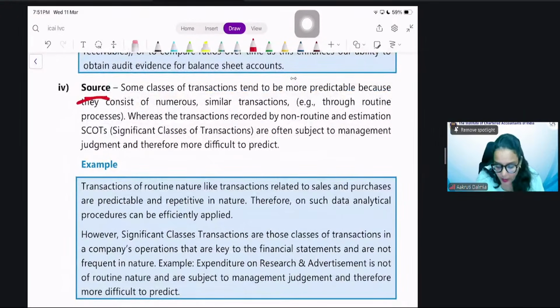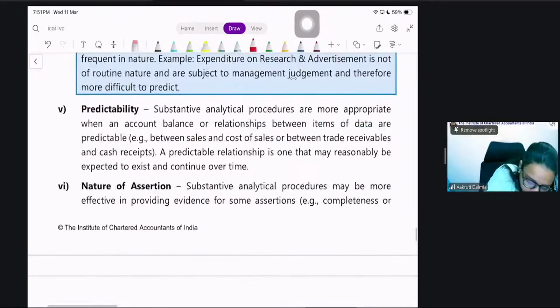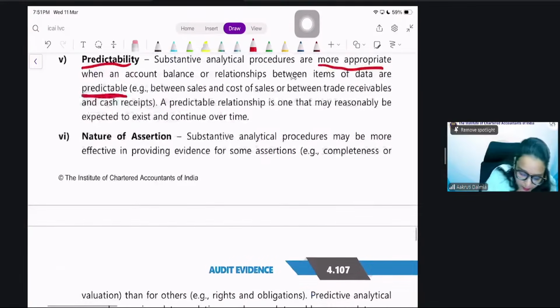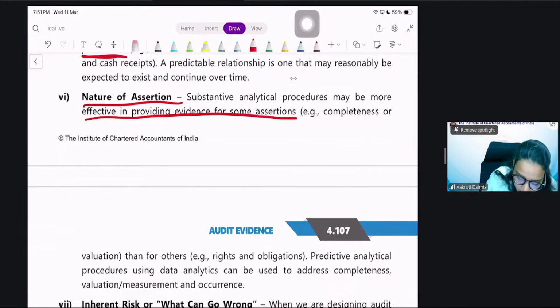Source: some classes of transaction become more predictable because they have many similar transactions. So you have to see whether different kinds of transactions are predictable and from where you are getting it. Next is predictability. Substantive analytical procedures are more appropriate when data is more predictable. Then nature of assertion. It may be more effective in providing evidence for some assertions. It is very useful for knowing completeness and valuation.